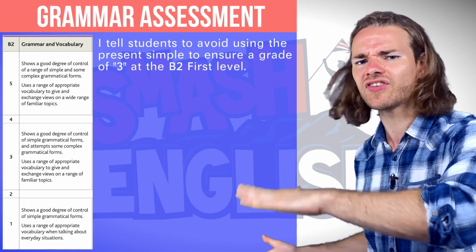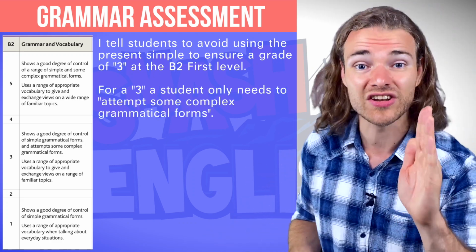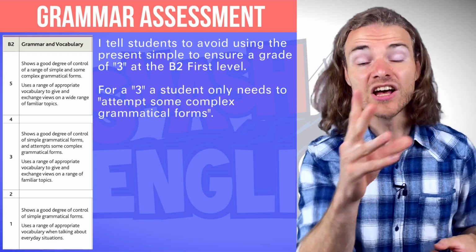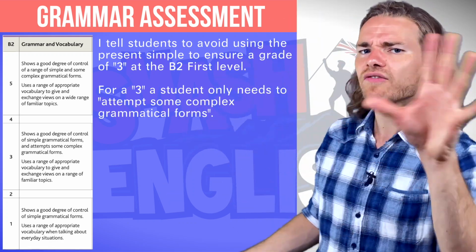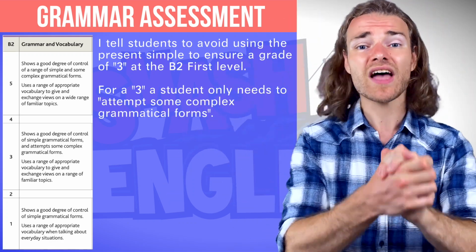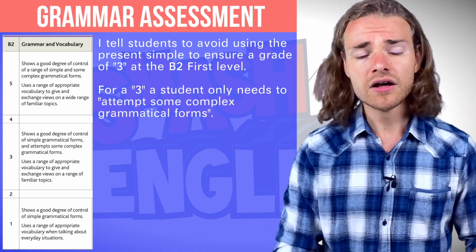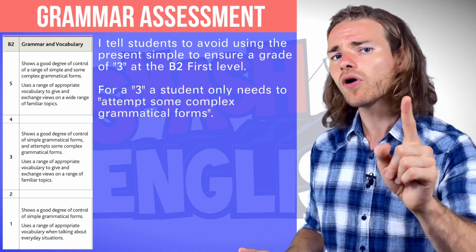And this is because to get a 3, all a student needs to do is attempt some complex grammatical forms. Yes, just attempt them. They don't even have to get them correct. They just have to try. So at the B2 First level, please try. Let's have a look at an example of what I mean.